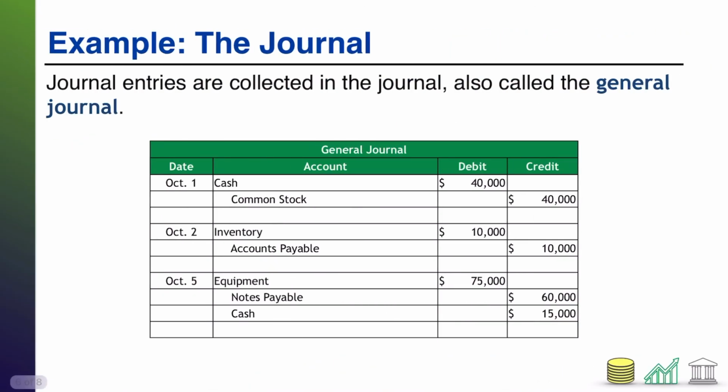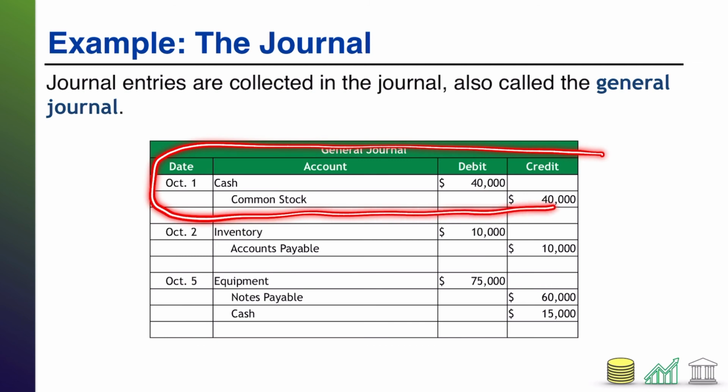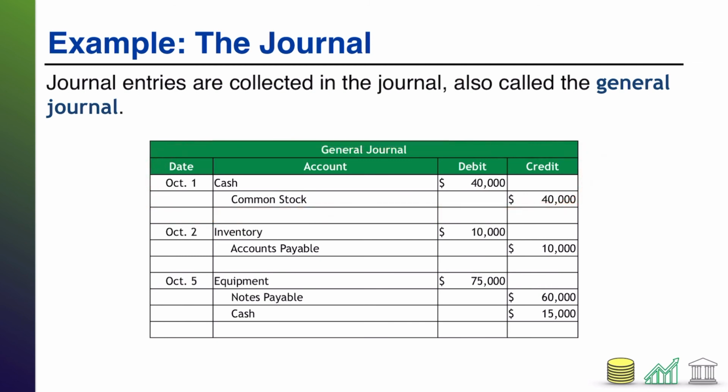Look at this journal. Let's say I had never given you the information of what went into these journal entries. I could look at this journal and I could say, hey, cash got debited $40,000, common stock got credited $40,000. That tells me that cash went up because stock went up. Therefore, we must have issued stock to get cash. I don't need words beyond account names and debits and credits to know exactly what happened in that transaction.